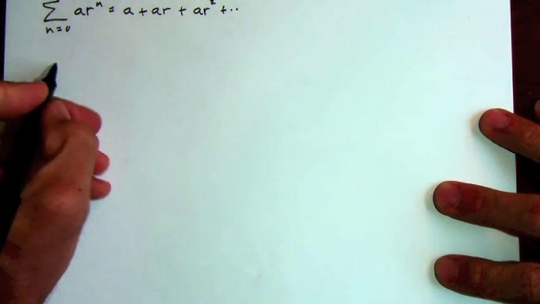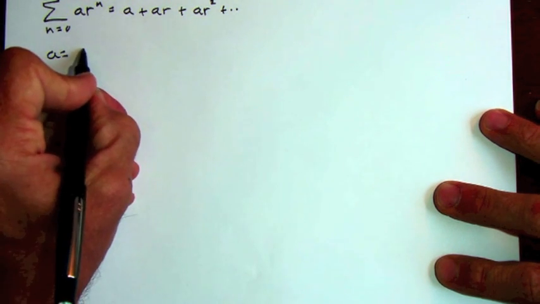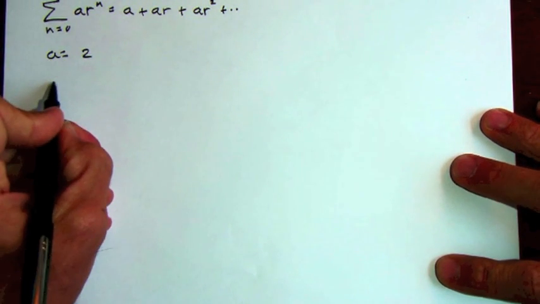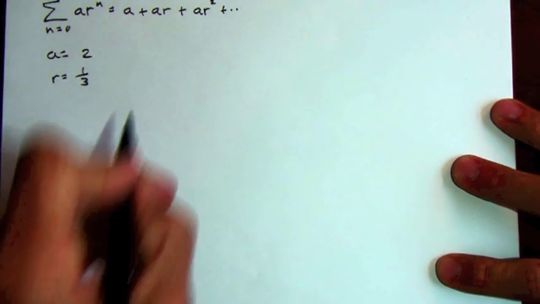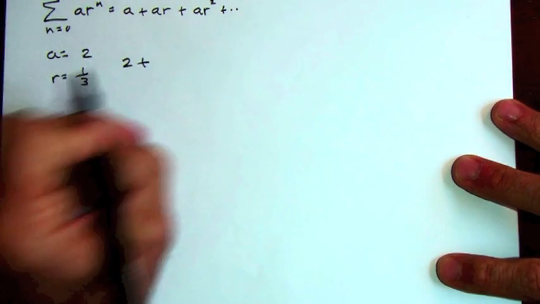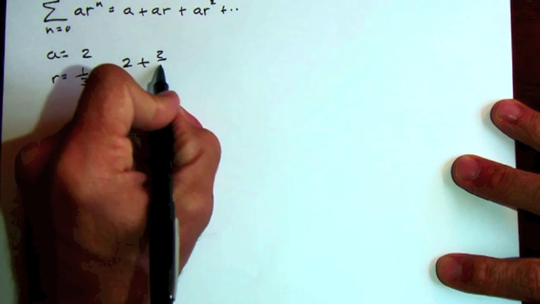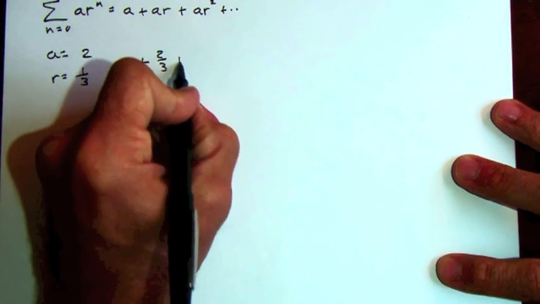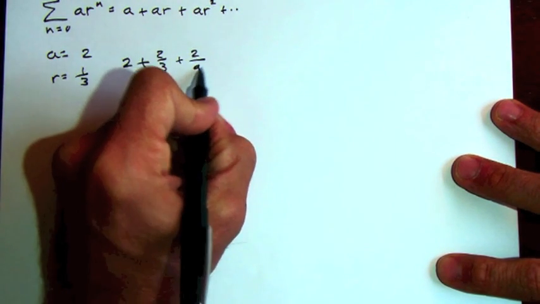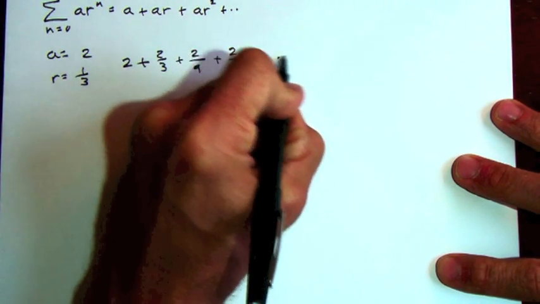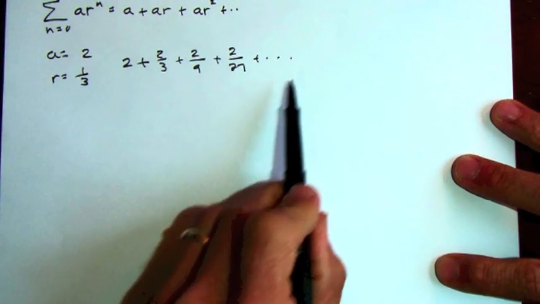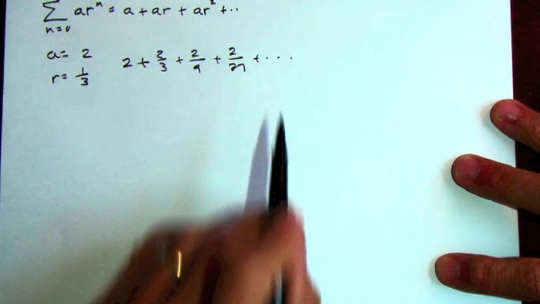So, for example, a could equal 2 and r could equal 1/3. And so what this would look like is the first term would be 2, and then we would multiply by 1/3 to get 2/3, and then multiply by 1/3 to get 2/9, and then multiply by 1/3 to get 2/27, and so on. This is an example of a geometric series.